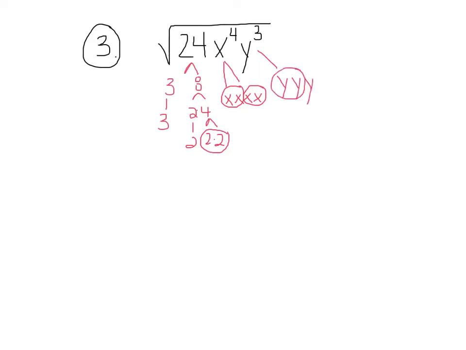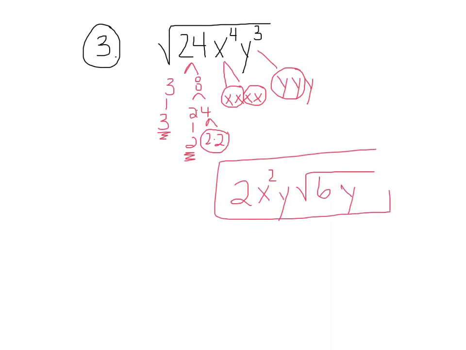All of my pairs are going to get to come to the outside of that radical. So I'm going to have 2, x times x, that's going to give me x squared, and then I have a y on the outside. Then I'm going to draw my radical, and what's left on the inside? Well, I have a 3 and a 2, but multiply those back together, and that gives you 6, and then I have a y. So here is your final answer, 2x squared y, square root of 6y.